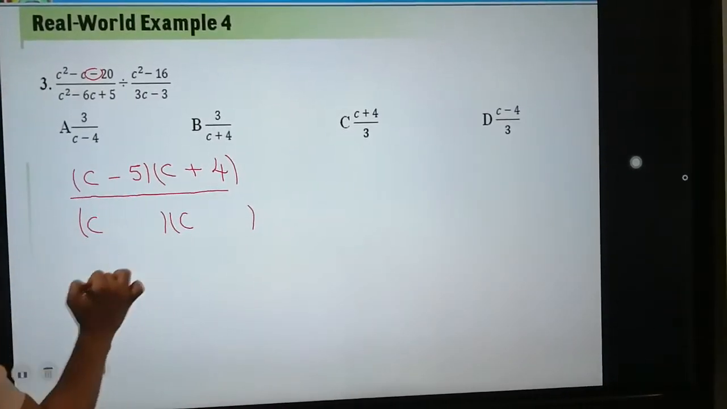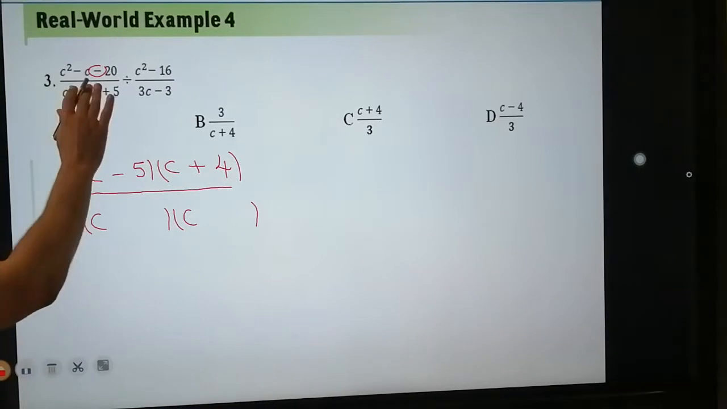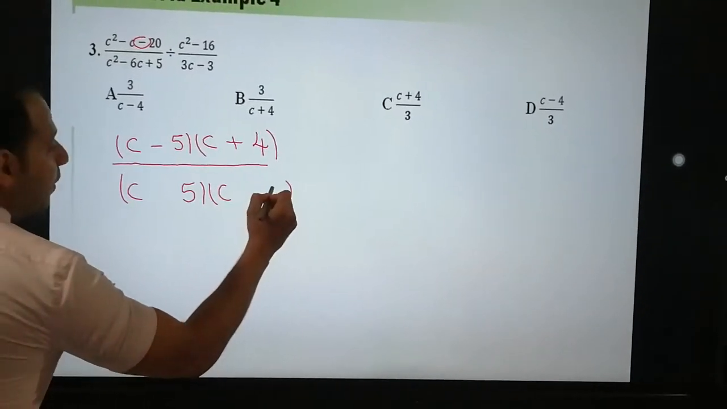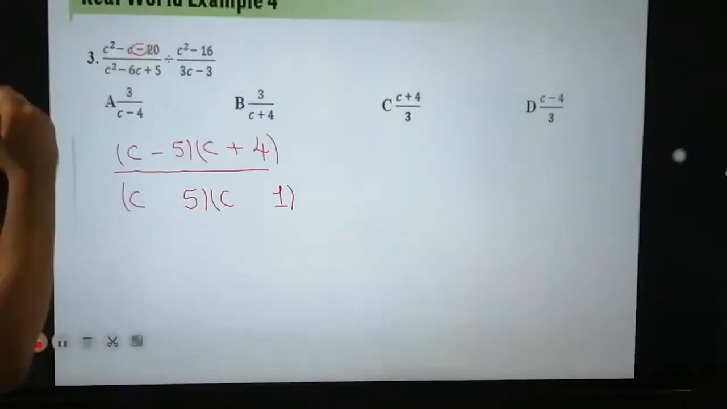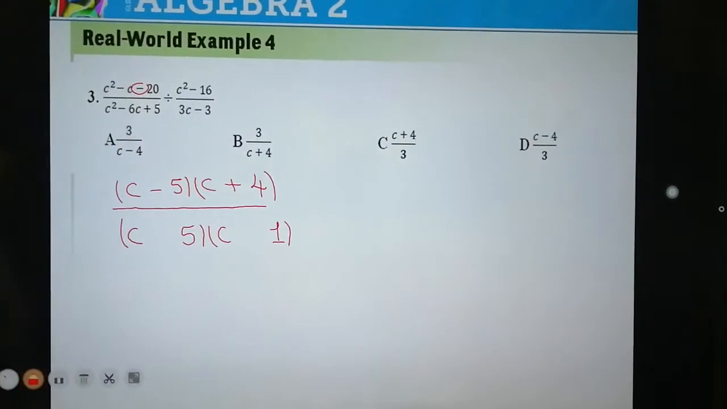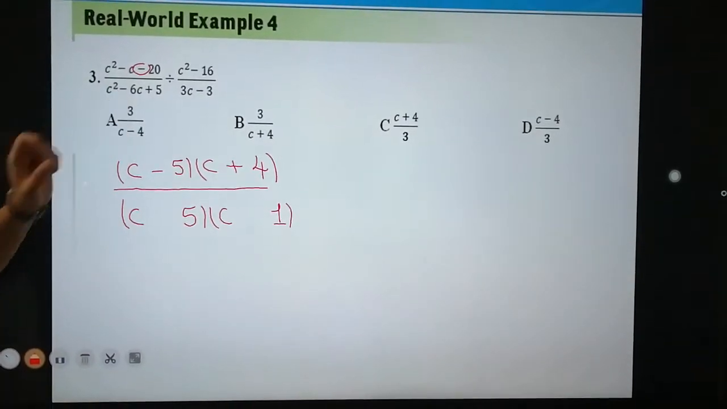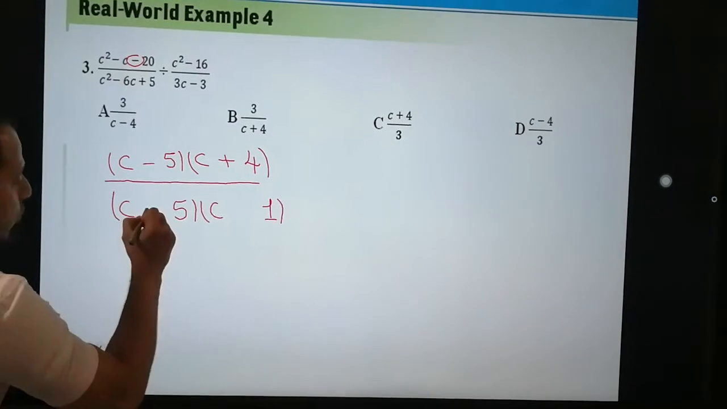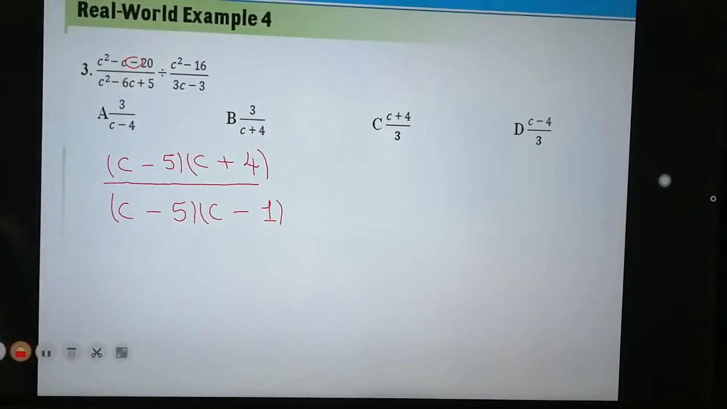5 is what? It is a prime number. I don't have two factors other than 5 and 1. Okay, this is positive. It means the two signs are the same. The last sign is positive, so the two signs are the same. And here, negative. It means that both are negative.